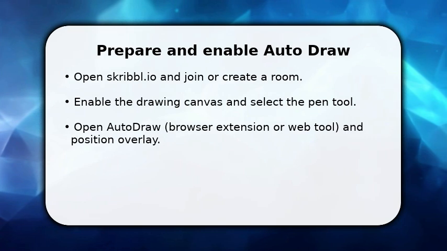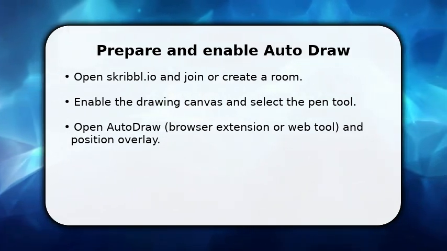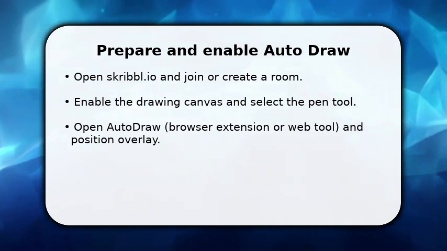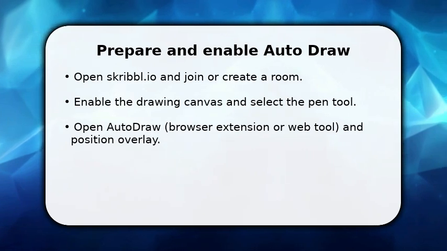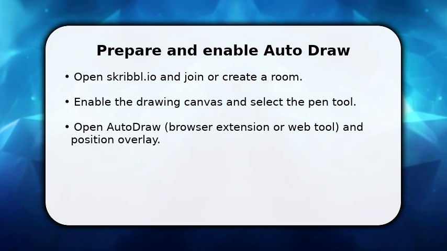Then open the AutoDraw tool or extension and align its overlay with the game canvas. This reduces misalignment and ensures strokes register where you expect. Make these first moves deliberately, so every subsequent suggestion maps accurately to the game surface.